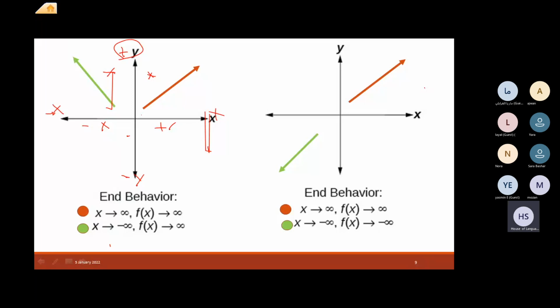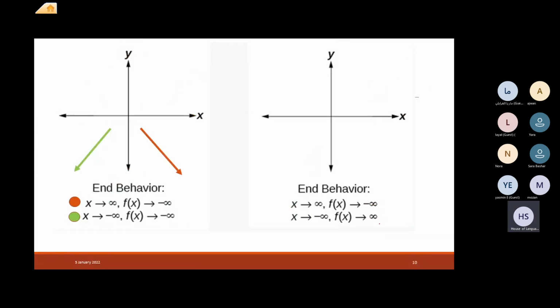Now the green one. Where is the green one? Does it lie on the positive or negative x? Negative x. So you will say x approaches negative infinity. Is it clear? Now, where is the green y? Does it lie on the positive or negative y? Negative one. So you will say f of x goes to negative infinity. Is it clear now?